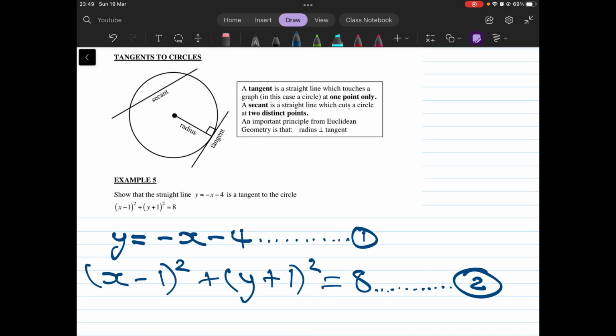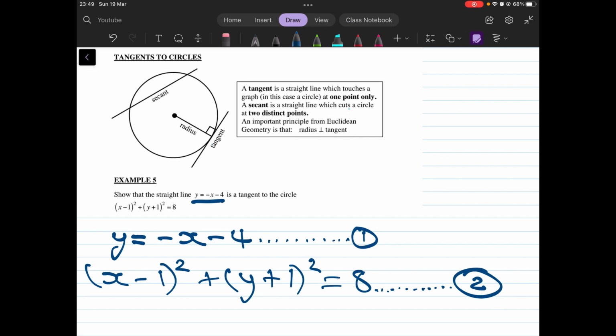Suppose we are required to show that a straight line, which is represented by the equation y equals minus x minus 4, is a tangent to the circle, which is represented by that equation there. How are you going to show or prove that this straight line is actually a tangent to the circle? You need to prove that this straight line touches this circle at only 1 point. To prove that, you just need to solve the two equations simultaneously and show that there is only 1 point of intersection between the two equations, or between the two graphs.